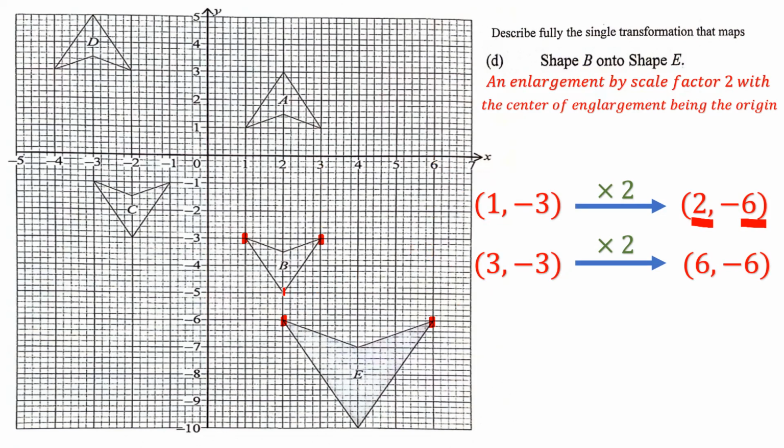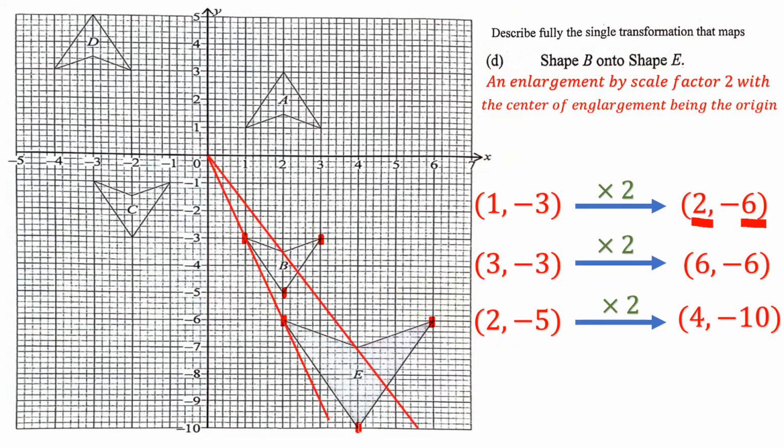The last one, this coordinate, we have 2, -5. And so when we multiplied it by 2, we have 2 times 2, which is going to be 4. And then -5 times 2, which is going to be -10. So we have this one right there, 4 and -10. And so what that means is that we're dealing with an enlargement. But how do we know what is the center of enlargement?